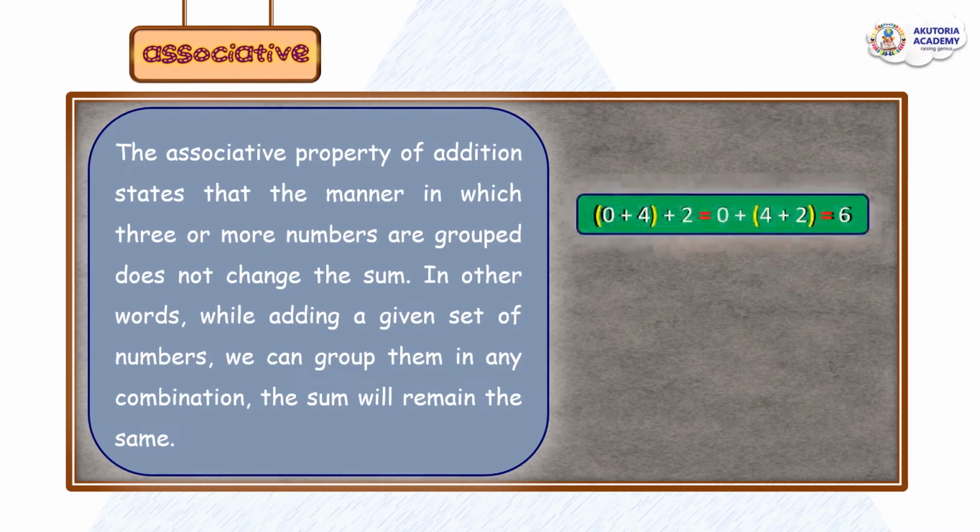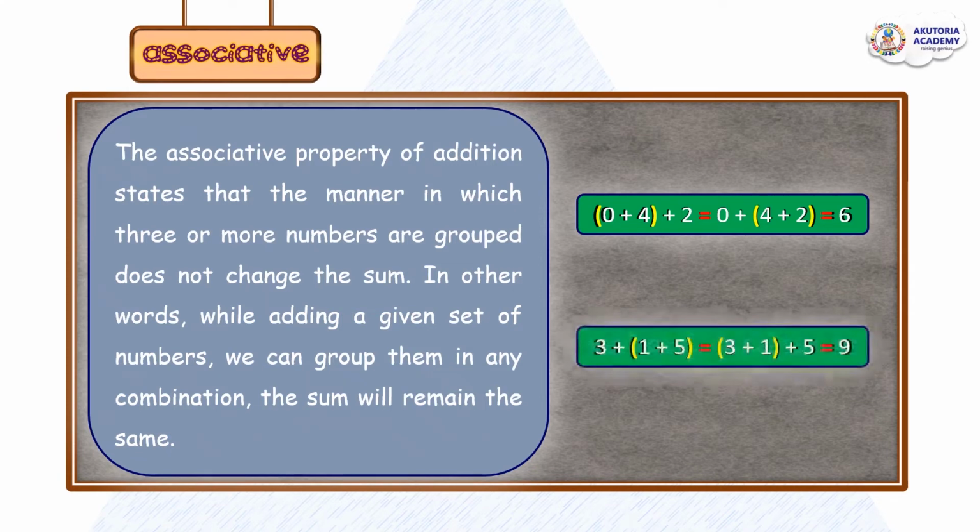Here 0 and 4 is grouped together and 2 is not part of the group. But according to our rule, even if we rearrange it and remove 0 from the group, then add 2 to the group, we would still have the same sum or the same answer, which is 6. In our second example, 3 is not part of the group, but when we make it part of the group and remove 5 from the group, our answer remains the same, and it's 9.